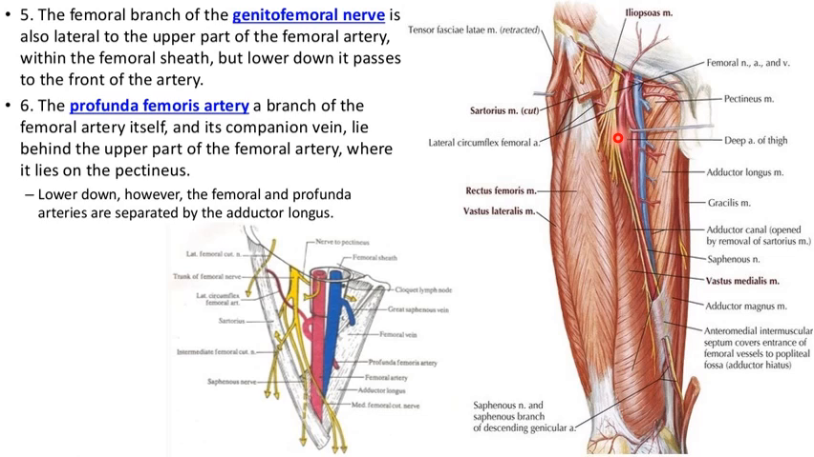It gives a branch, the largest branch, which is called the profunda femoris artery. Profunda means deep.